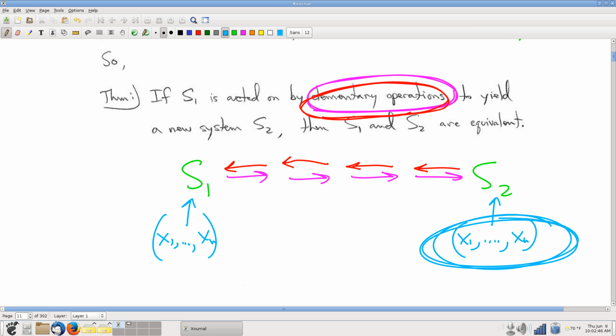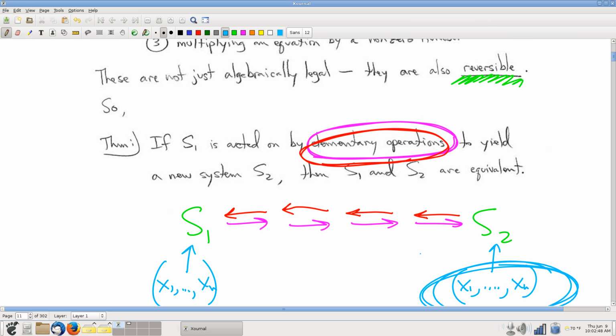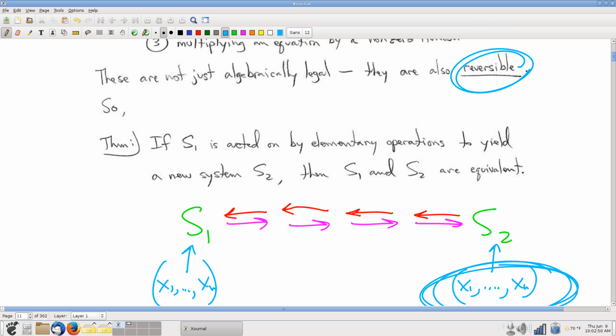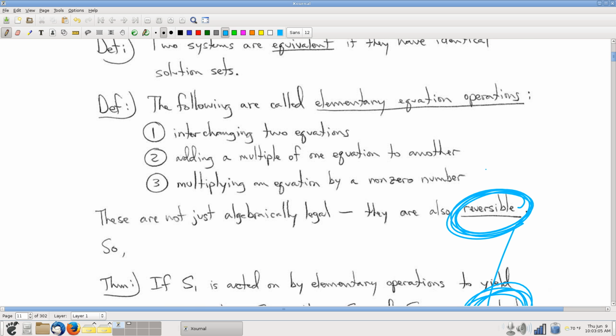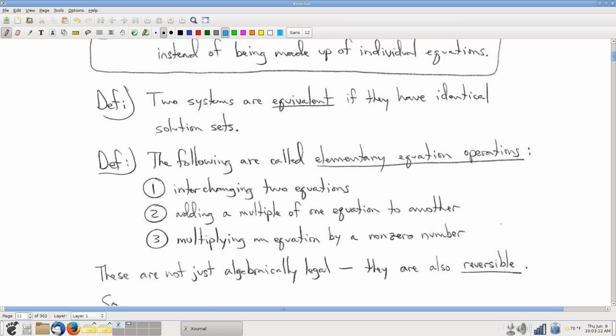It's because of that reversibility that I conclude the equivalence of these systems. Okay. All right, so this is our big picture strategy then for how we're going to make progress. It's not clear how we're going to solve the system exactly yet, but this is how we're going to make progress with solving a system.